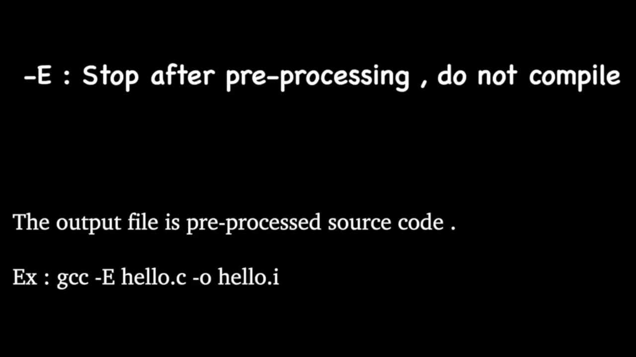Next we will see the -E option. Here compilation will stop after preprocessing. It will not compile, and it will not generate .s files and .o files. It will just generate the .i file. This is the simple example here: gcc -E hello.c and the output file will be stored in hello.i.